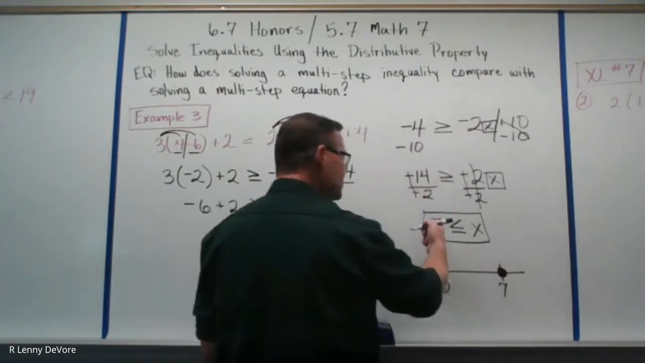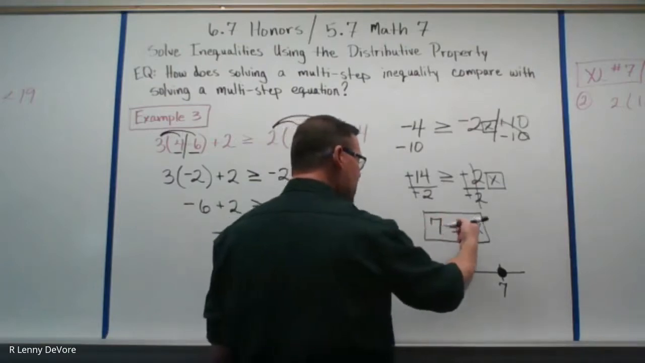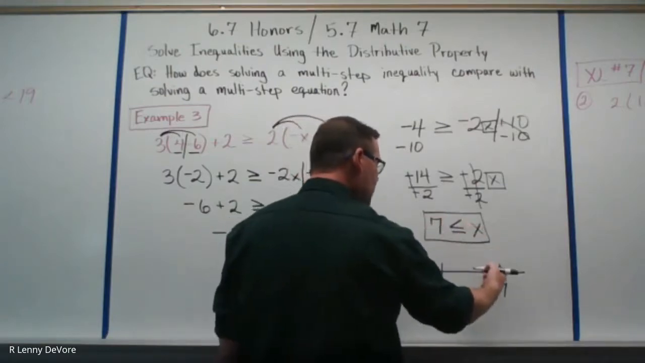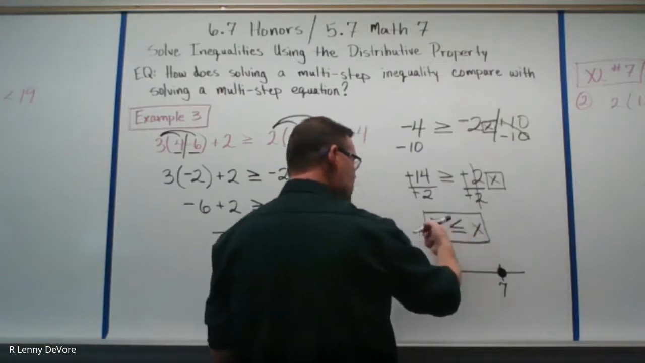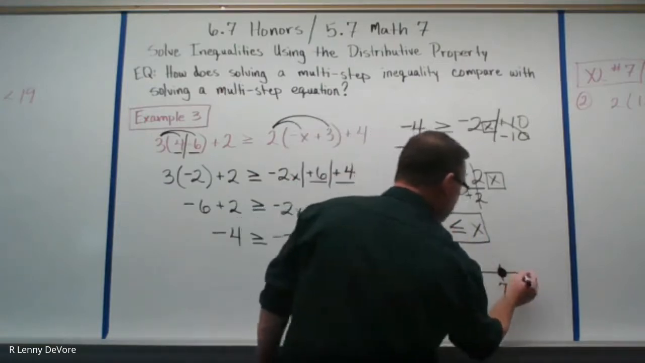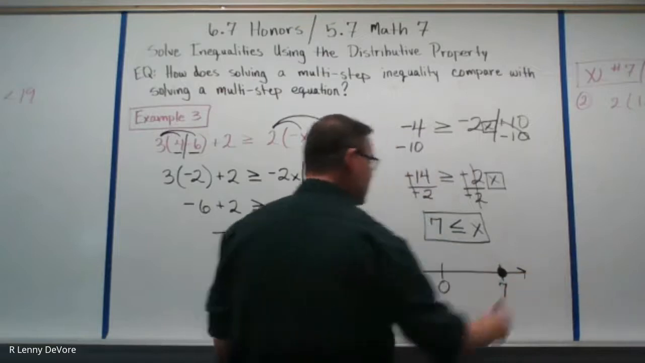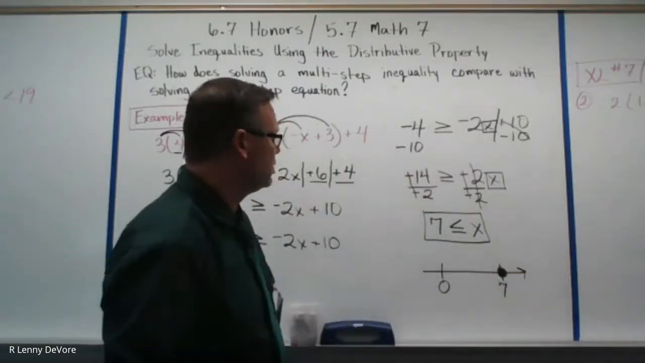Now I read this. 7 is less than x. So x is greater than 7. What's greater than 7? Everything on this side of the number line.